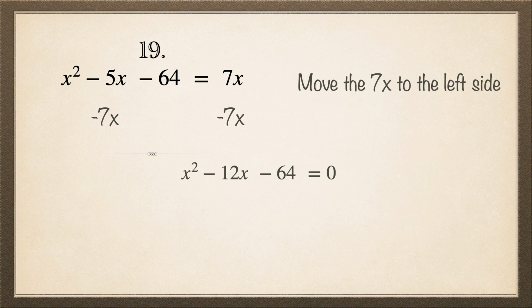And number 19, again, notice that 7x is not on the left-hand side, so I'm going to move it. But be very careful when you move it, okay, because notice that it has an x with it. That means I need to combine my like terms, and I'm going to combine my x's. So when I do that, I end up getting x squared minus 12x minus 64 equals 0. And now I'm ready to factor it.